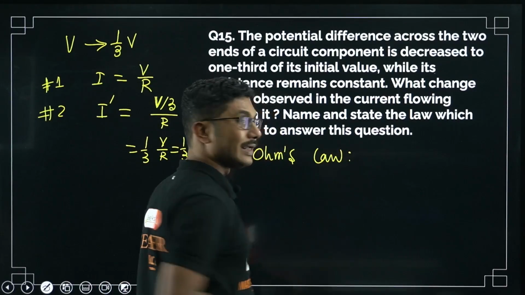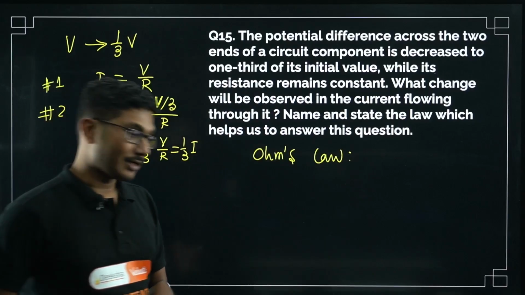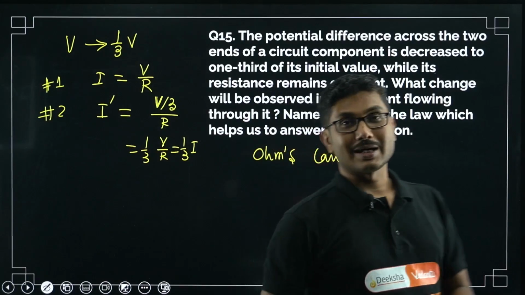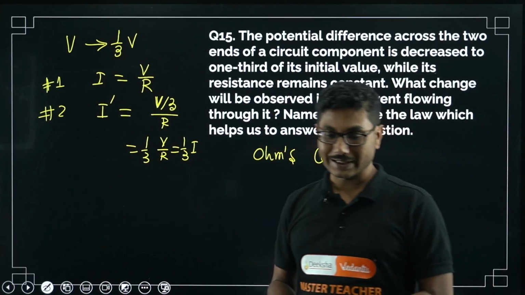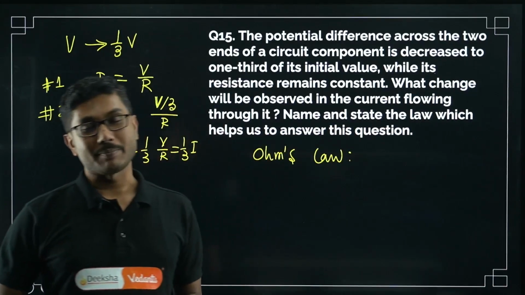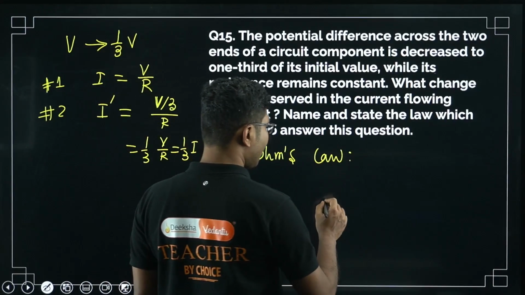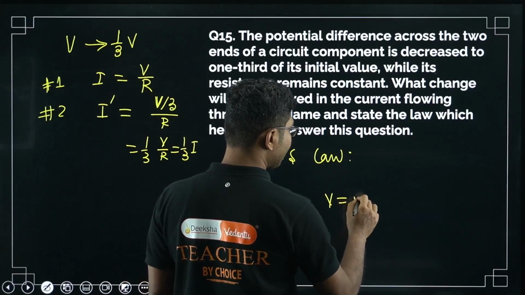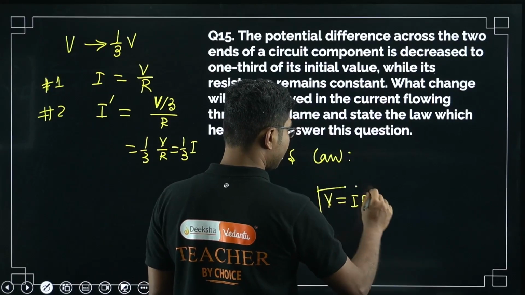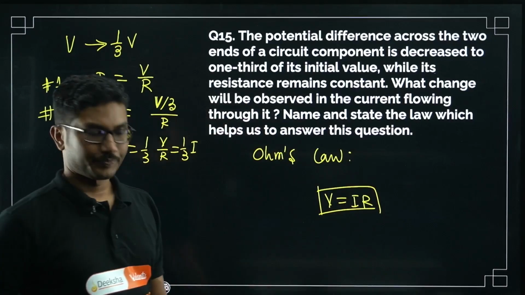And the statement is: if temperature and other physical constants remain same, then the current through a circuit is directly proportional to the applied voltage, right? So that is Ohm's law. From Ohm's law you get V is equal to IR, R is called resistance. So this is the law.